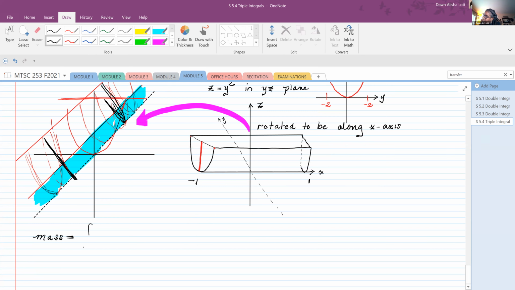All right, so therefore the mass is the integral. X goes from -1 to 1. Y goes from -2 to 2. Z goes from y squared to 4. The density is constant, dz, dy, dx.